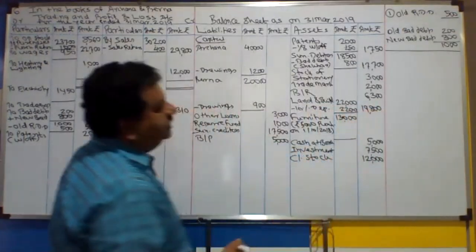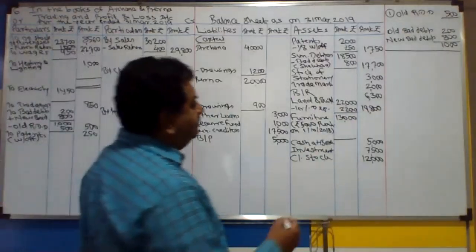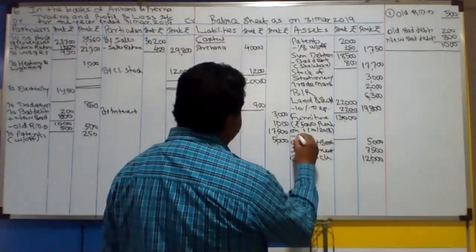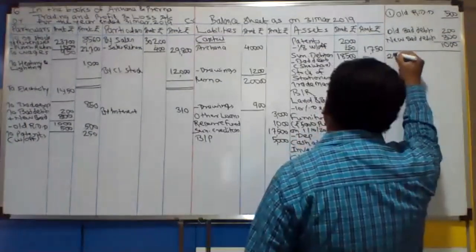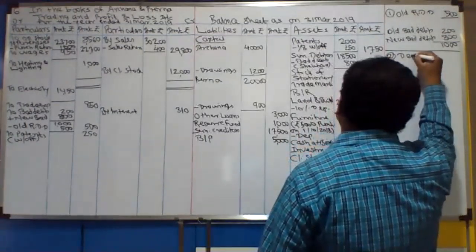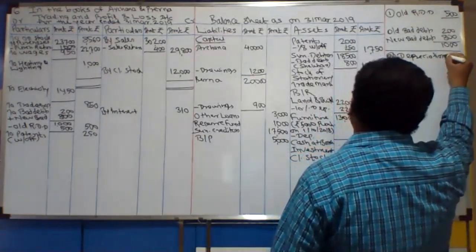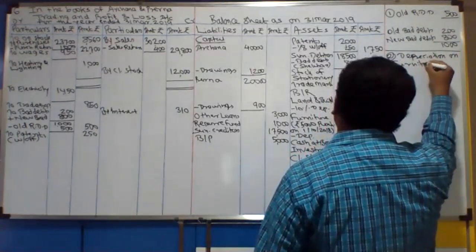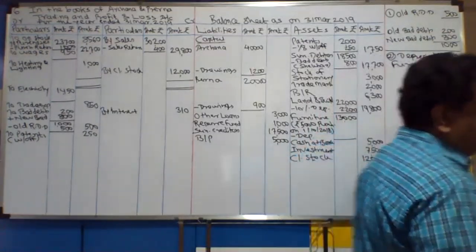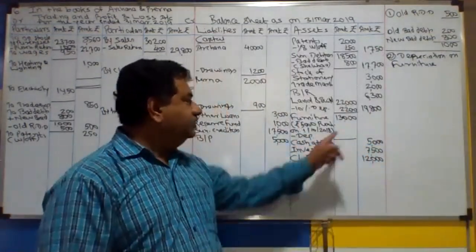Outer column 19,800. Okay. And very important is the calculation of depreciation on furniture. Now your attention is required. Please write a working note with me. Depreciation on furniture. You cannot calculate 5% directly on 13,000.